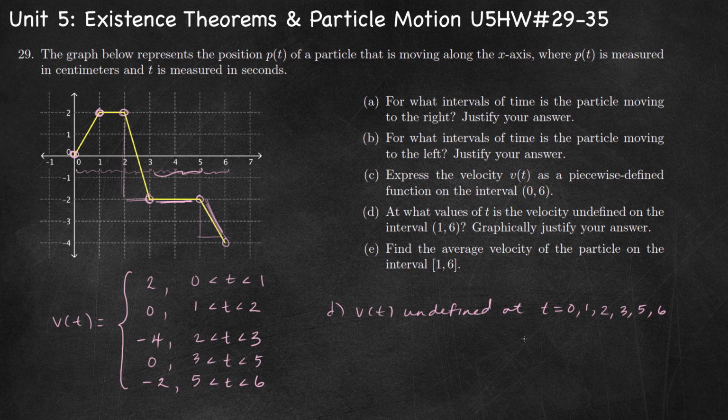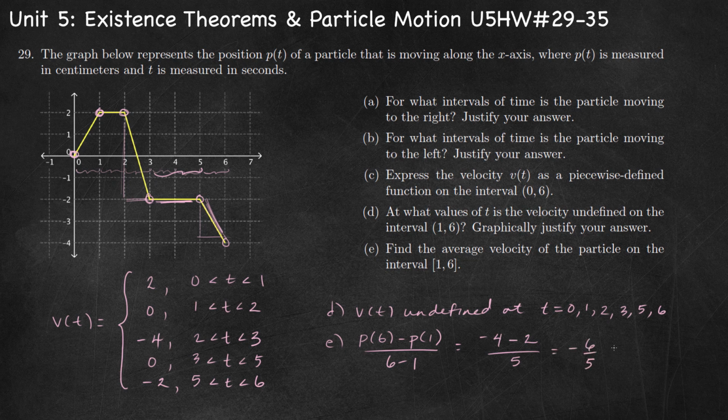And part E, find the average velocity of the particle on the interval from 1 to 6. Average velocity is going to be p of 6 minus p of 1 over 6 minus 1. We have the graph of p of t, so p of 6, I'm just reading that point off the graph. So at 6, p is equal to negative 4. Negative 4 minus p of 1. At 1, p is equal to 2. Over 6 minus 1 is 5. So I have negative 6 over 5.